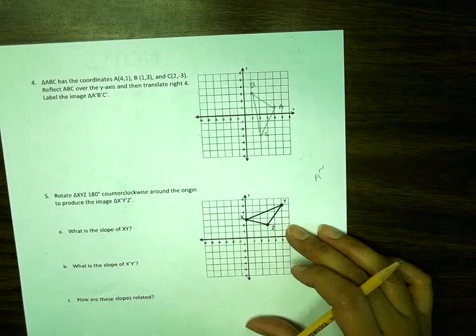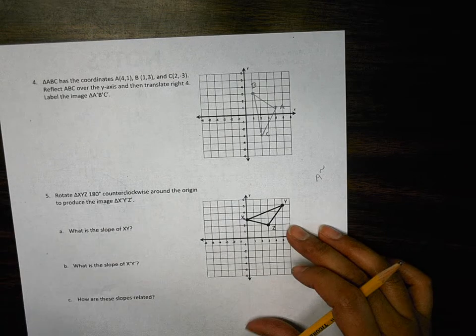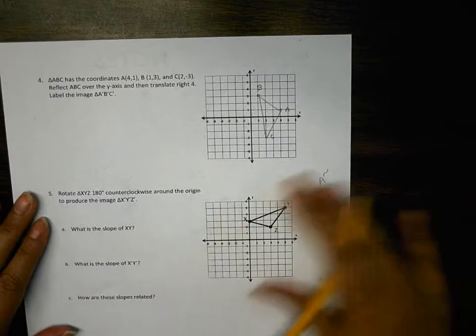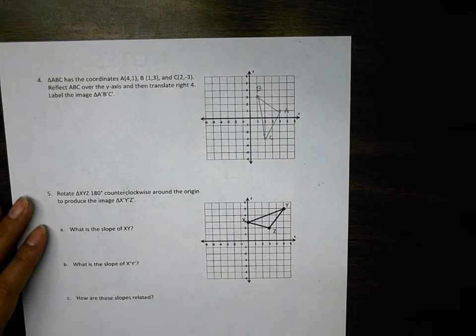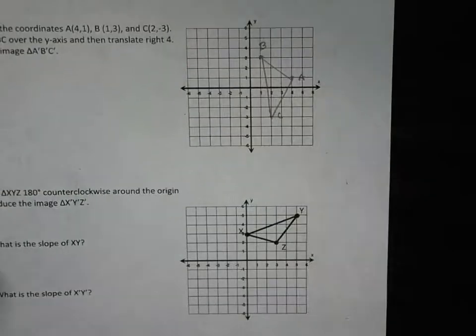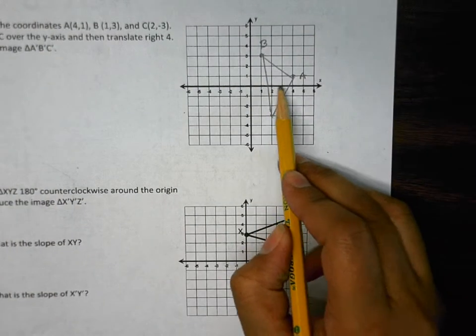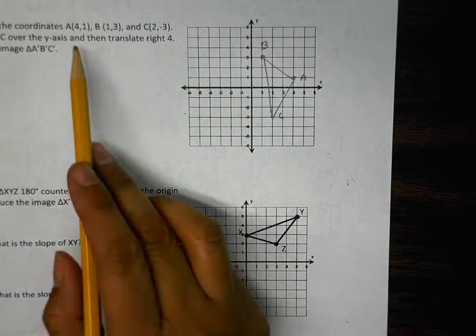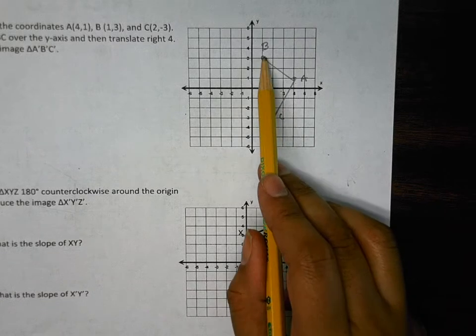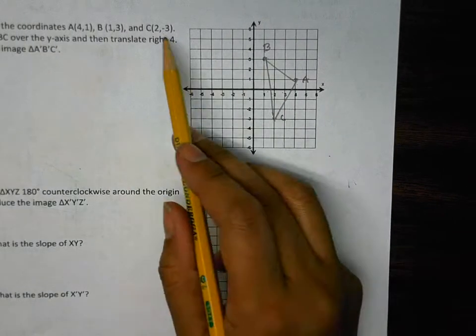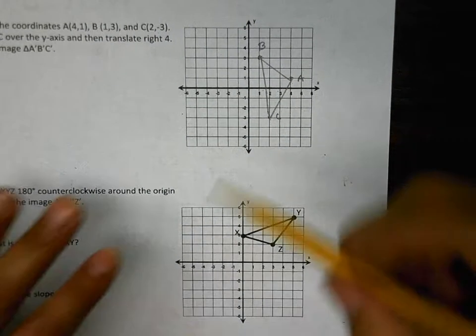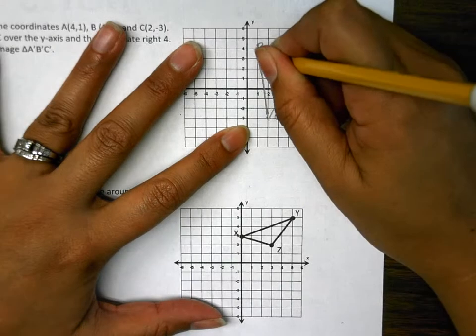All right, yes or no on your ABC? Yes, just make sure you sign out. All right, A is 4, 1, so you go over 4, up 1. And then B is 1, 3, I go over 1, up 3. And then did you flip them around? Yes. C is over 2, down 3. So hopefully you're not working in pen. All right, so if you didn't have this shape, double check it, fix it.